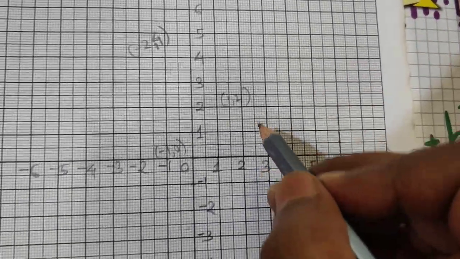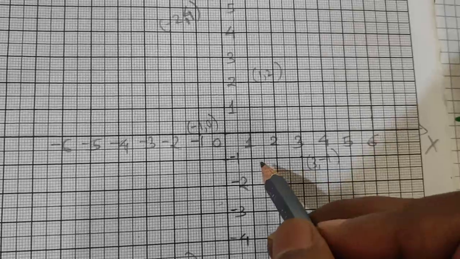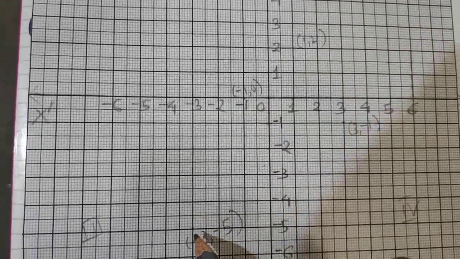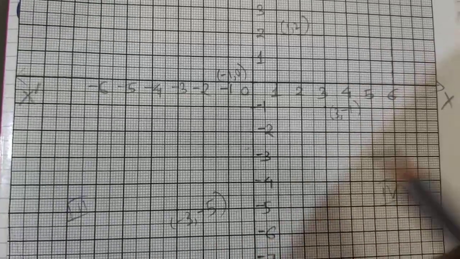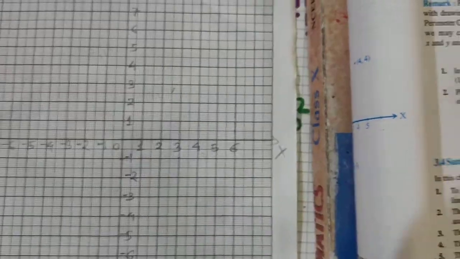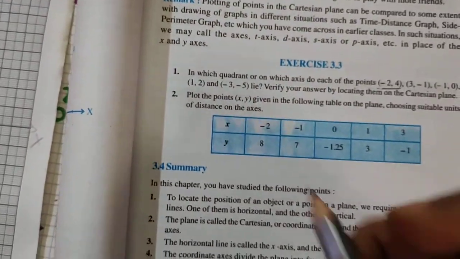So you will write like I wrote. And minus 3 comma minus 5 will lie on the third quadrant. Understood? All of you? So students, next we will come to number 2.